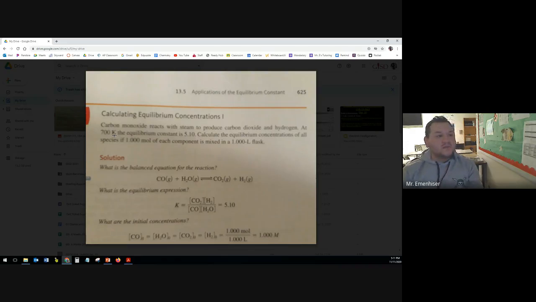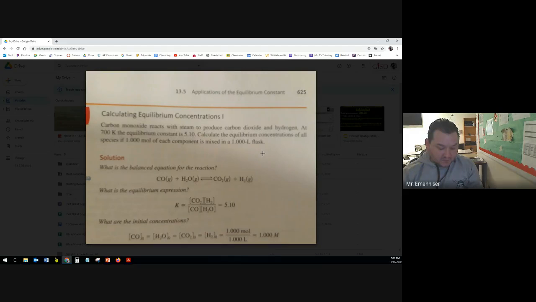Tri would be 3. And then it reacts with water, steam, and then it's going to produce CO2, carbon dioxide, and hydrogen. And you've got to remember that hydrogen is diatomic, H2. So you've got to remember your diatomic gases. At this temperature, 700 Kelvin, the equilibrium constant is 5.1. Calculate the equilibrium concentrations of all species if 1 mole of each component is mixed in a 1-liter flask.